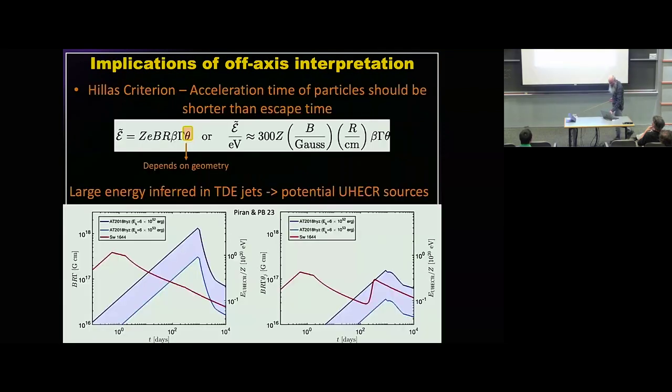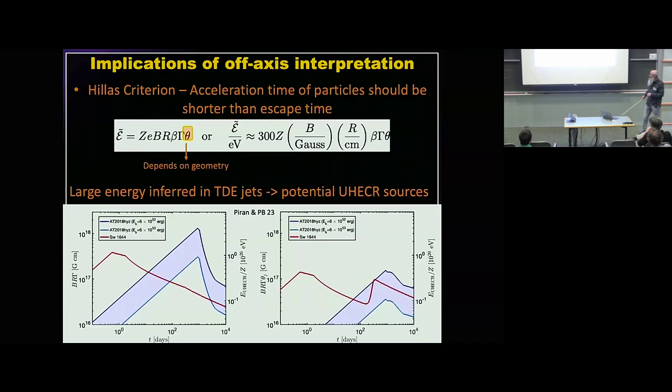In the last minute I have, I'll just briefly mention ultra-high energy cosmic rays. So it turns out that these jetted outflows, relativistic outflows, satisfy the conditions in order to accelerate very high energy particles, high enough to reach basically the highest energies that we see in the ultra-high energy cosmic ray spectrum.